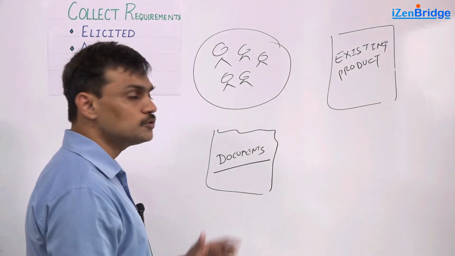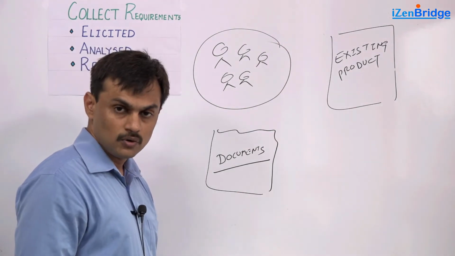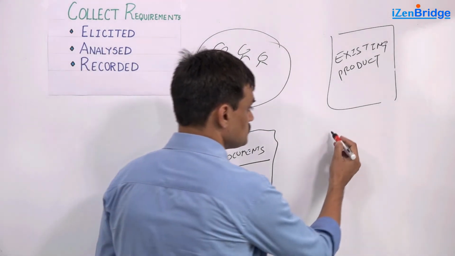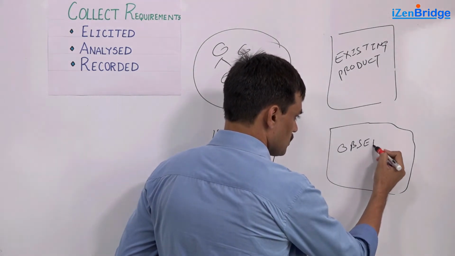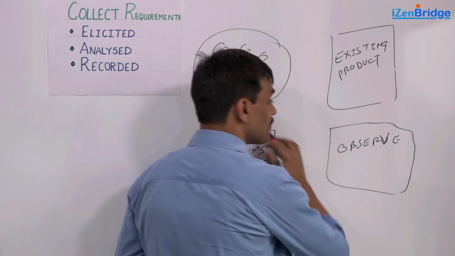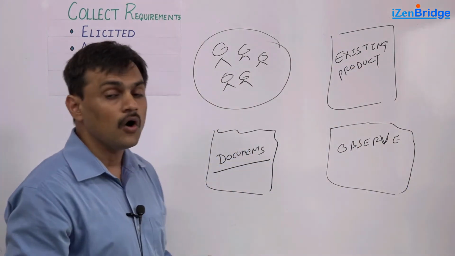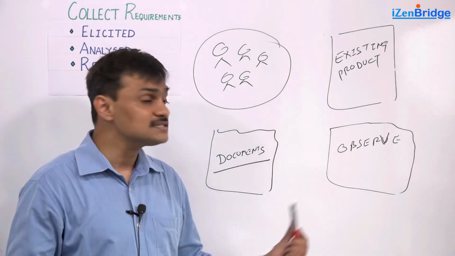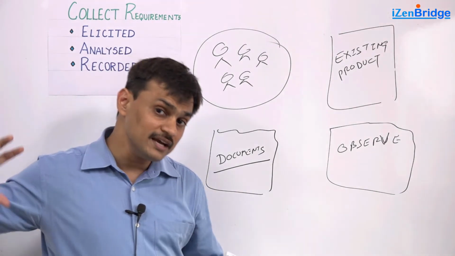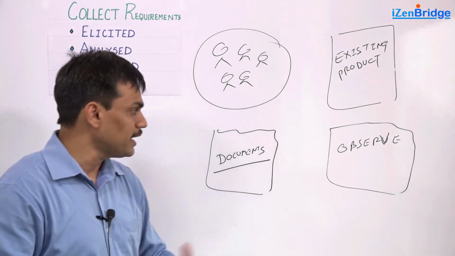Other possible things could be that you just observe, or you become a part of the problem. Now, I'm not saying that whatever I'm writing here covers all possible ways of discovering requirements, but there are some which can give you an idea. So when we get into the process, we have a fair idea.